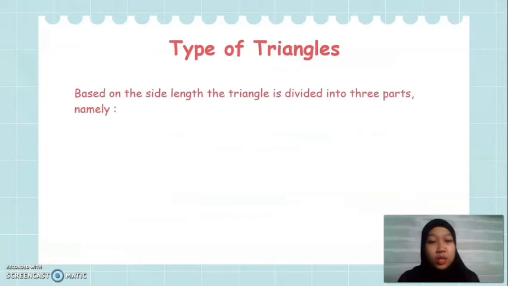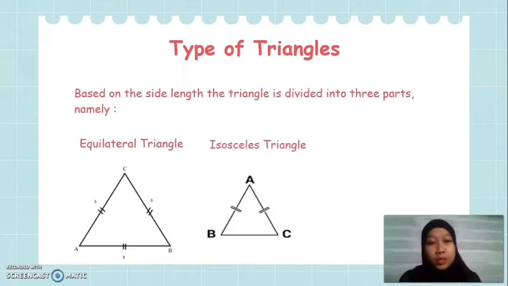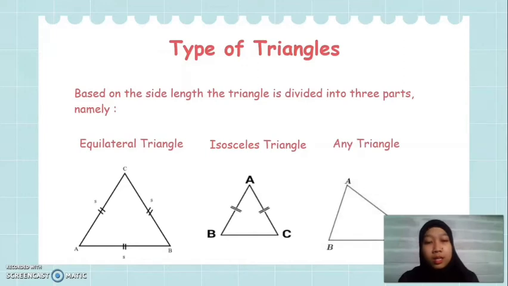Next, types of triangle. Based on the side length, the triangle is divided into three parts, namely, first, equilateral triangle. An equilateral triangle is a triangle with three equal sides. Second, isosceles triangle. An isosceles triangle is a triangle whose two of the three sides are equal. Third, scalene triangle. A scalene triangle is a triangle whose three sides are different in length.